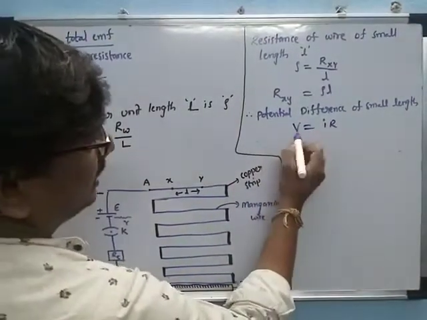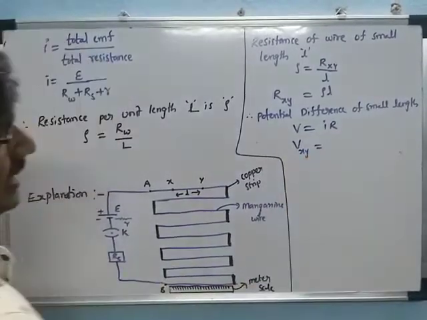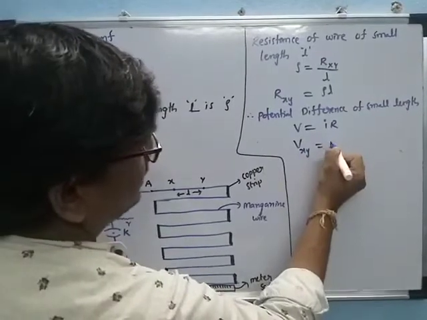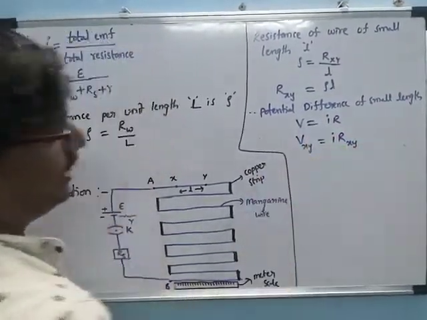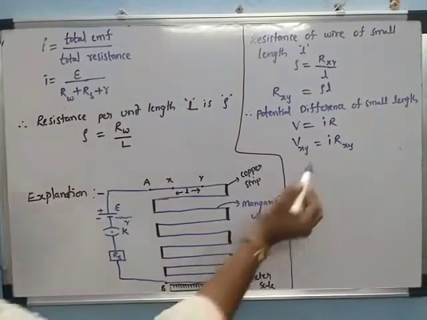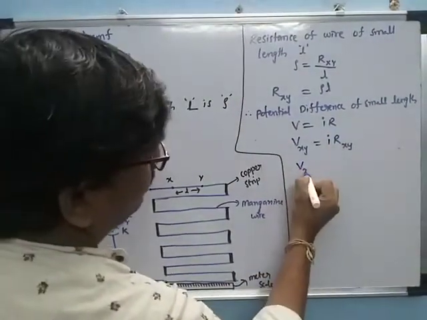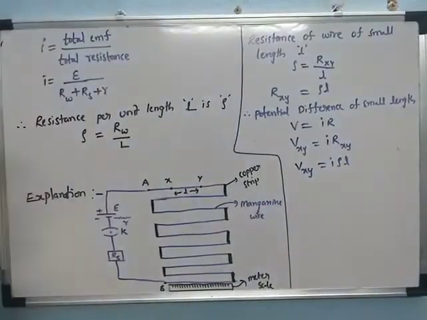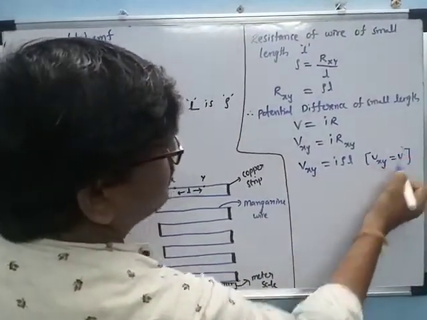Now the potential difference between the points X and Y: V is equal to the current I times the resistance R_xy. Here R_xy is equal to rho into L. Then we can substitute: V_xy is equal to I into rho into L.